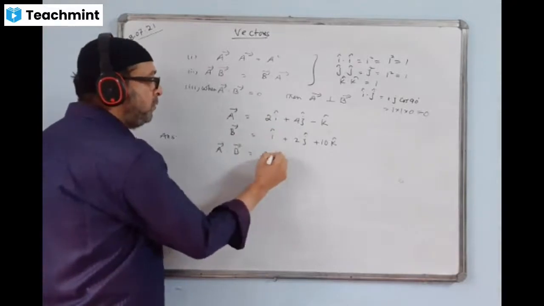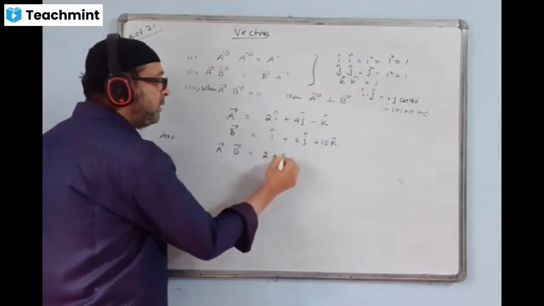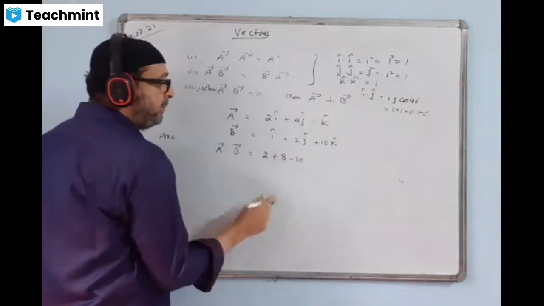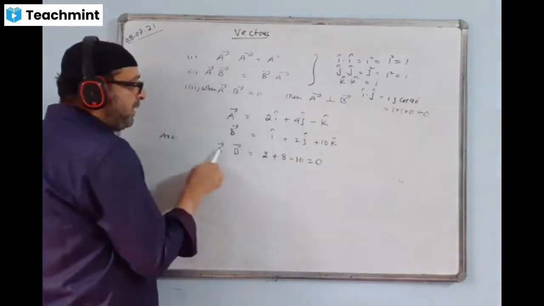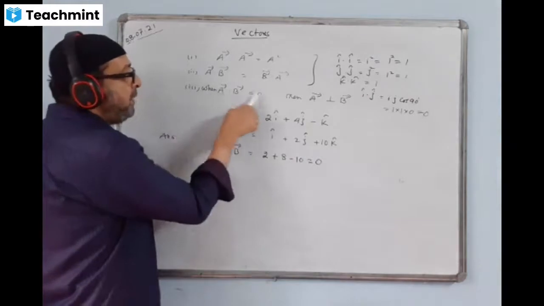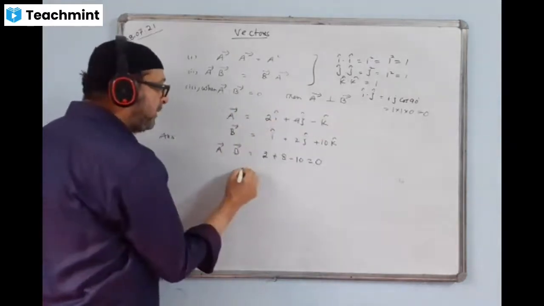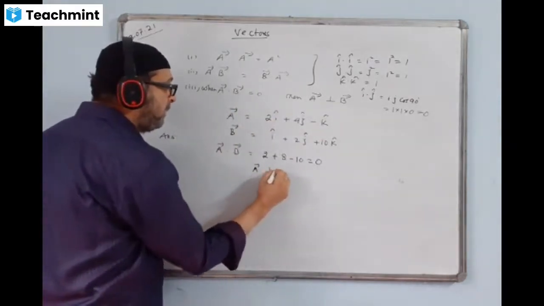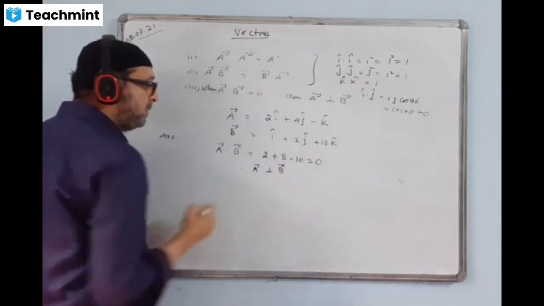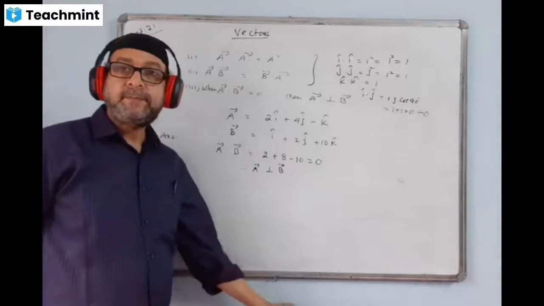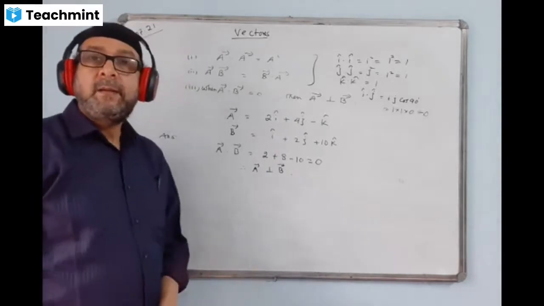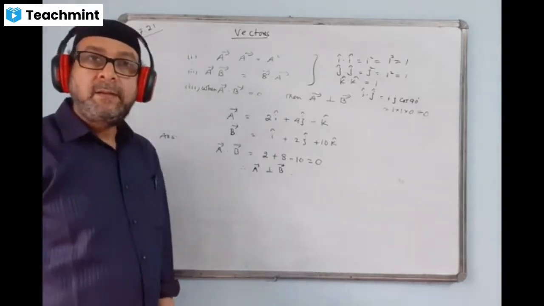2 ones are 2, plus 4 twos are 8, minus 10. 8 plus 2 is 10, minus 10, the answer comes 0. Whenever A dot B comes 0, A will be perpendicular to B, right? Therefore, A is perpendicular to the vector B. Answer: vector A is perpendicular to the vector B. Finished. Okay? Yes, sir.